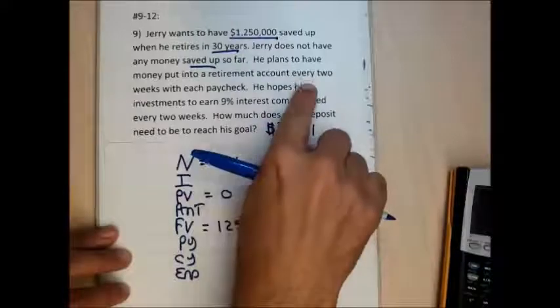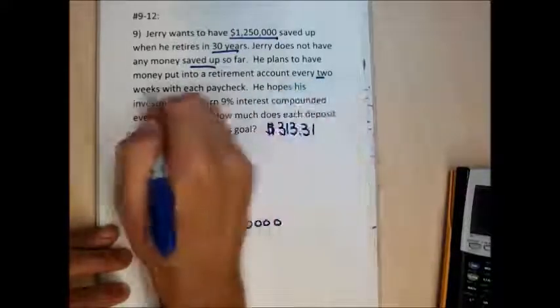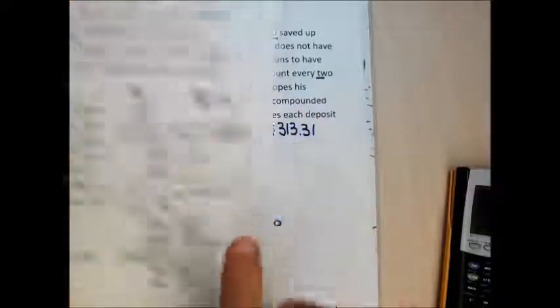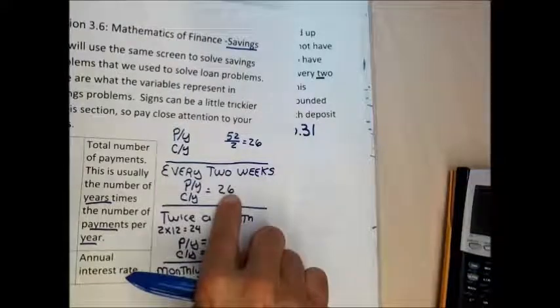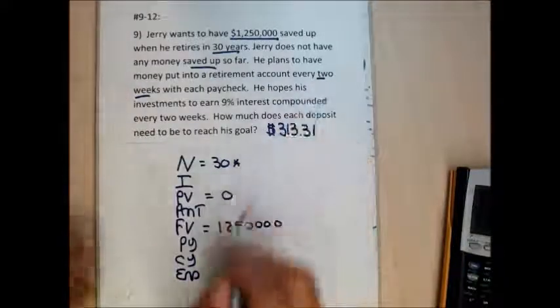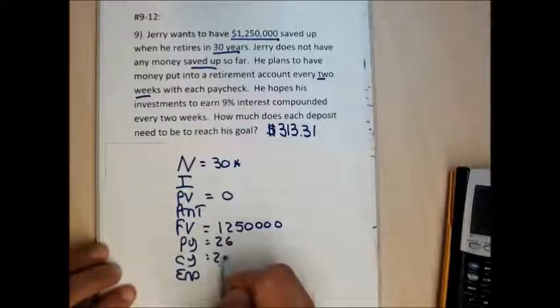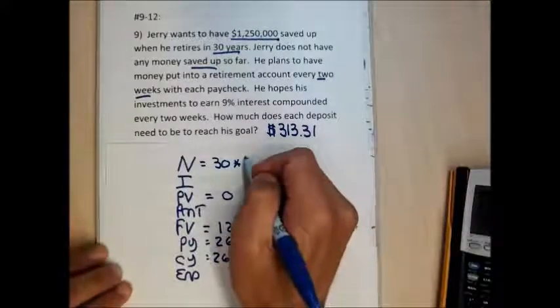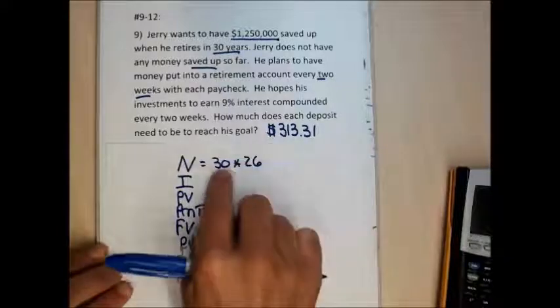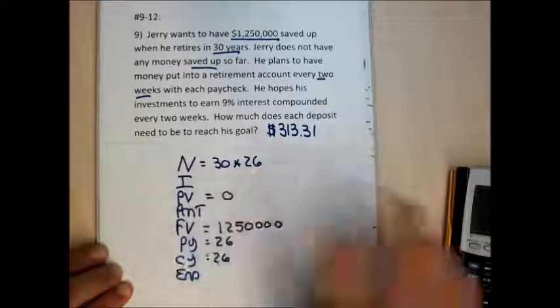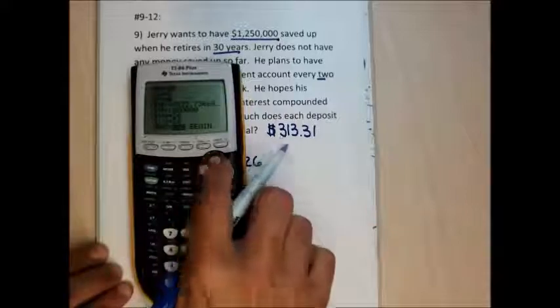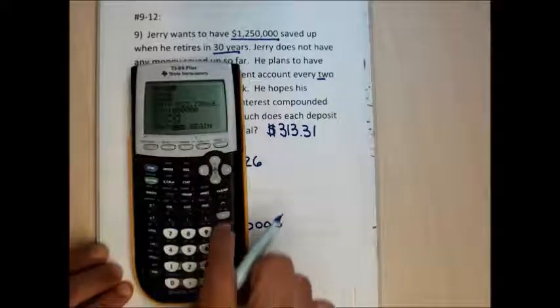He plans to put money into a retirement account every 2 weeks, and every 2 weeks the PY and the CY are 26. So immediately when I saw that every 2 weeks, I put a 26 in for the PY, a 26 for the CY, and the N is the number of years, 30 times the number of deposits per year, which is the PY and CY. The N is going to be 30 times 26, which is 780.